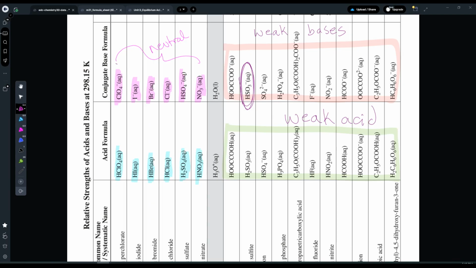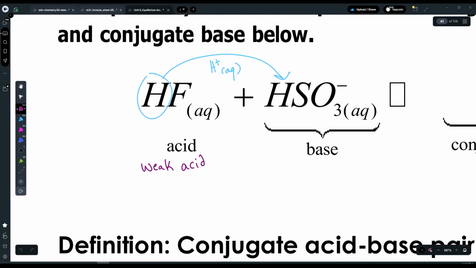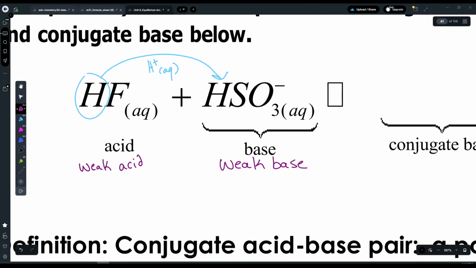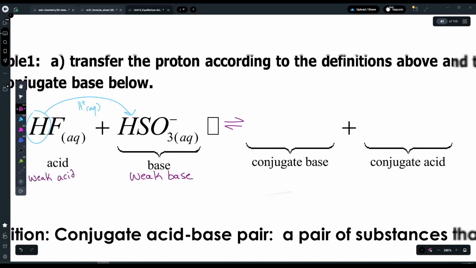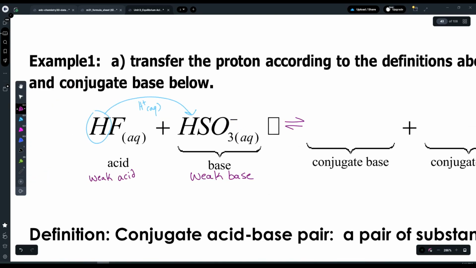Okay, but in this case, because the hydrogen sulfite ion could act either as an acid or a base, but hydrofluoric acid can only act as an acid, right? That's how we know that this is a weak base. So because they're both weak, that means we have to use an equilibrium arrow. So actually I'm going to draw this outside of the box. So we'll go like that.